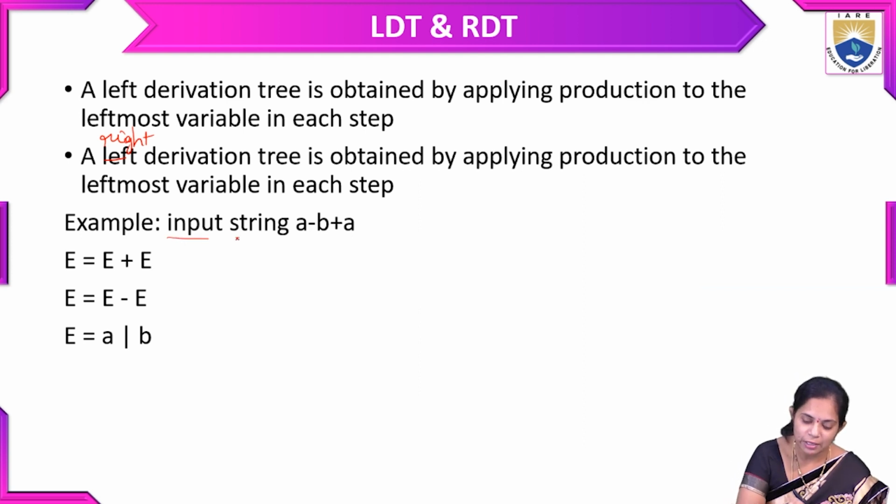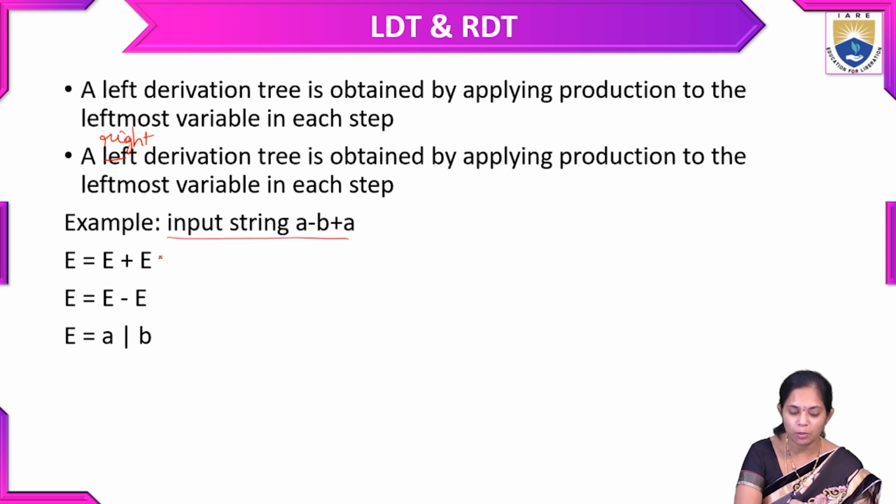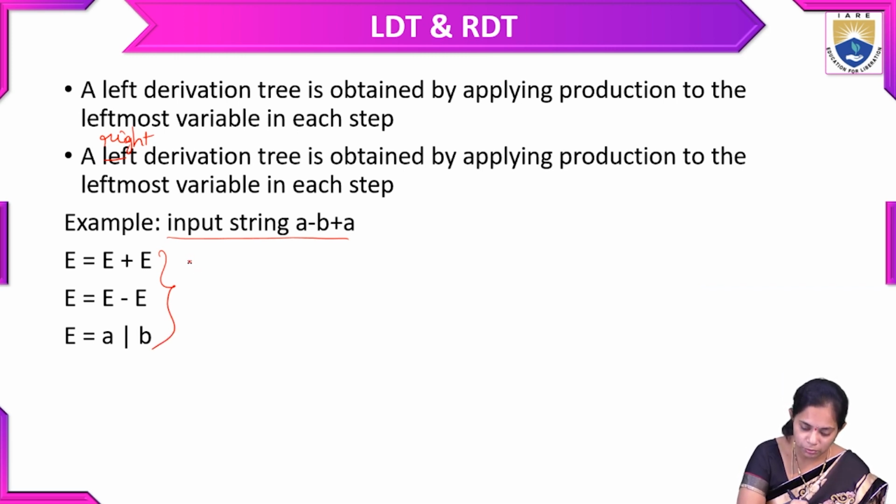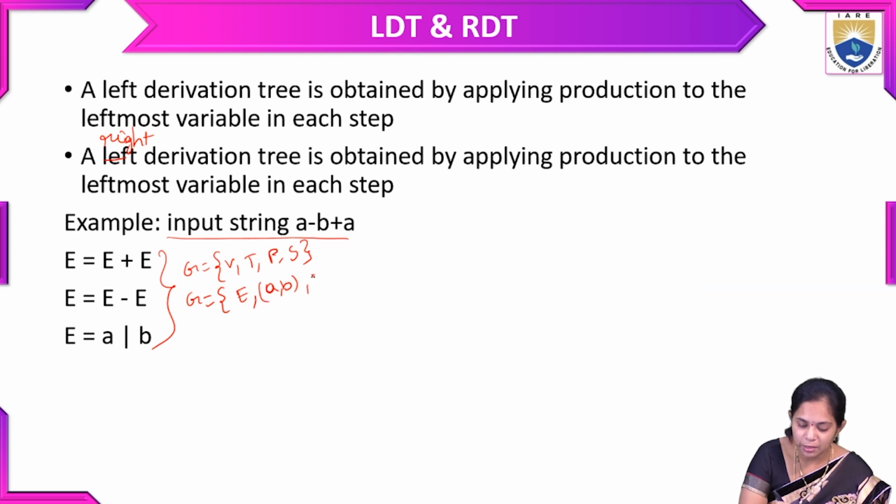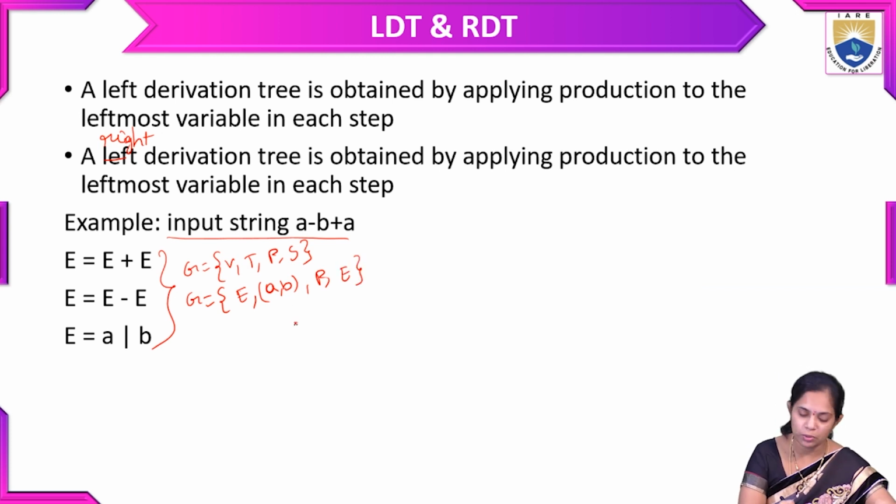Here we have taken the input string and these production rules. The first step is to write the grammar first, with V, T, P and S. So what is the grammar? V is only the symbol E, T is A comma B, P are these production rules, and S, the start state, is E. So this is the CFG, context free grammar.